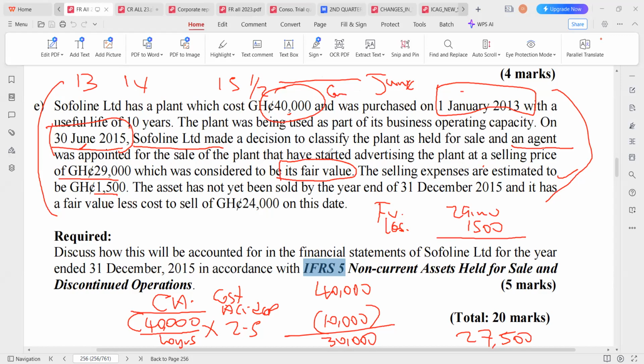We cannot depreciate for the entire year. Agreed. Good. And once the asset is classified as held for sale, from July going, no depreciation. Okay, sir. No depreciation. But I'm still looking for a challenging question.